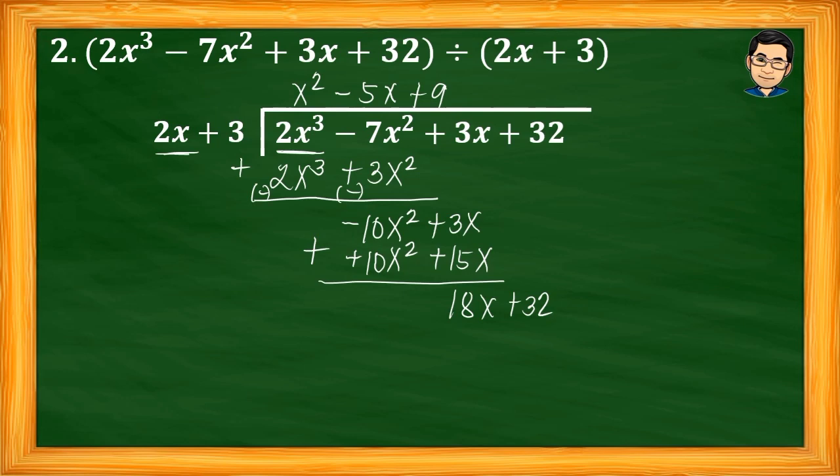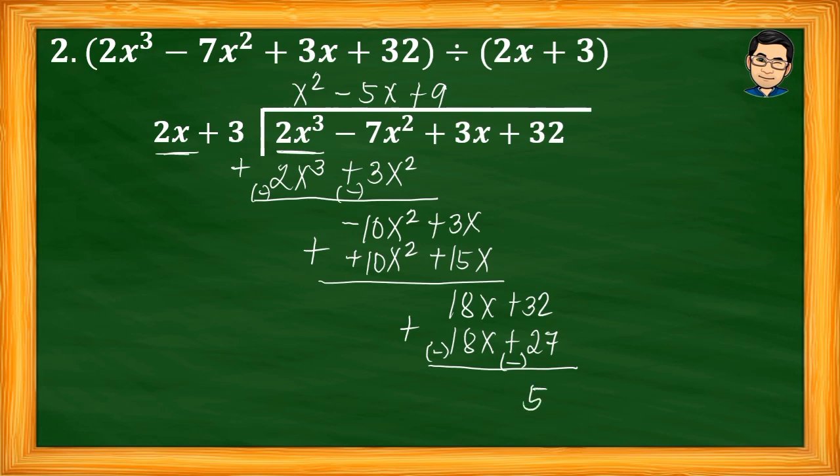Then 9 times 2x, that is 18x. 9 times 3, that is 27. So, change natin yung sign, magiging negative. And then negative, magiging plus. So, 18x plus negative 18x, that is 0. And then 32 plus negative 27, that is 5.